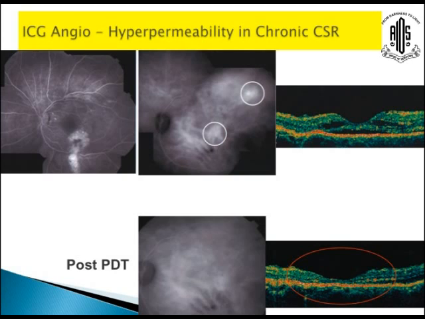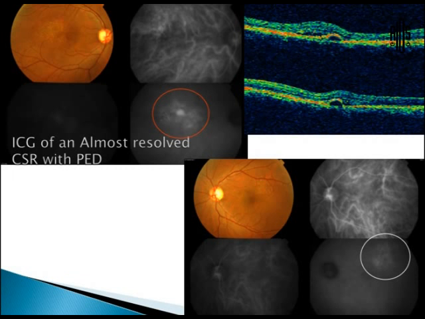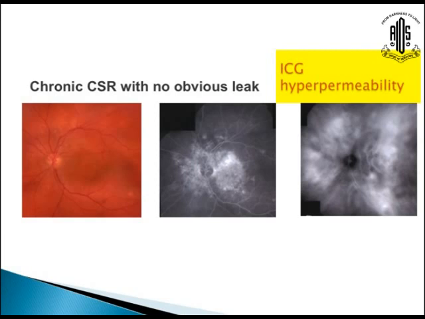So post PDT or TTT, the hyperpermeability resolves in the area of treatment. Here you see a hypopermeability in that area. Again, even in an almost resolved CSCR with a small PED, you see a lot of leakage on ICG angiography, and even in the other, uninvolved eye, you see hyperpermeability in ICG angiography.